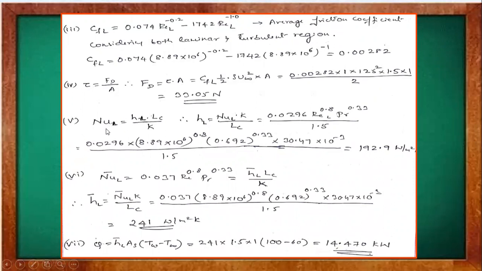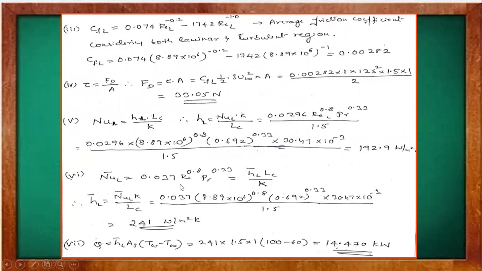Once you get the drag force, go to the next, the Nusselt number. Nusselt number is equal to h_L into L_c by k. h_L is the heat transfer coefficient at the end of the plate. So h_L is equal to Nu_L into k divided by L_c, that is the characteristic length, which is 1.5 meters. Nusselt number is given as 0.0296 Re^0.8 Pr^0.33 for the turbulent region. So substitute those values and get the value of the heat transfer coefficient at the end of the plate.